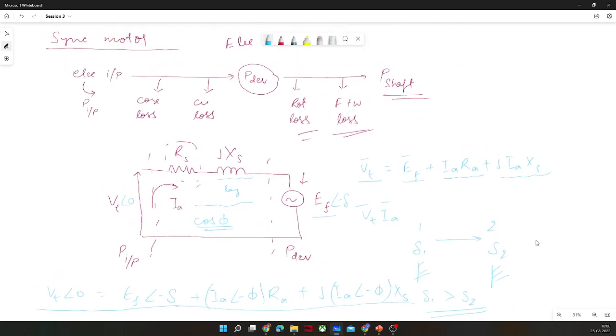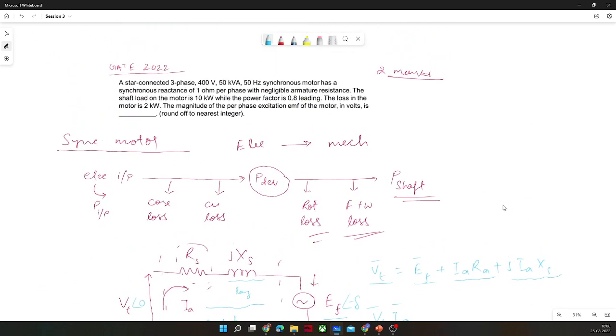If not, then we will follow the problem they were asking. It is given here: synchronous reactance of 1 ohm per phase, meaning Xs of 1 ohm is given. 400 volt, 50 kVA, 50 hertz, 3 phase, star connected synchronous motor. Shaft load on the motor is 10 kilowatt, so this power is given here.